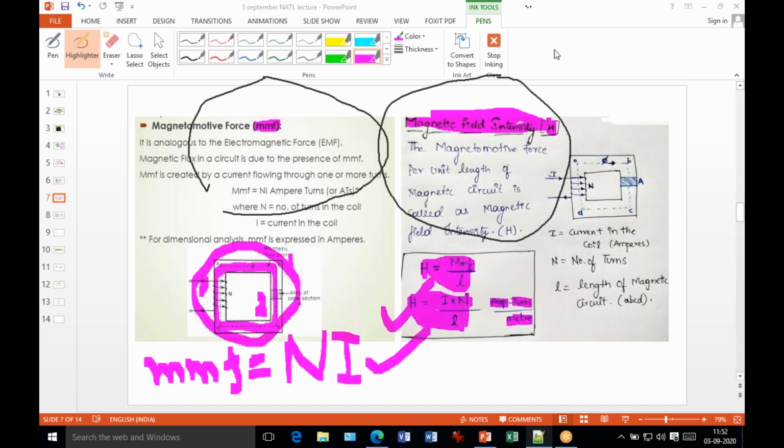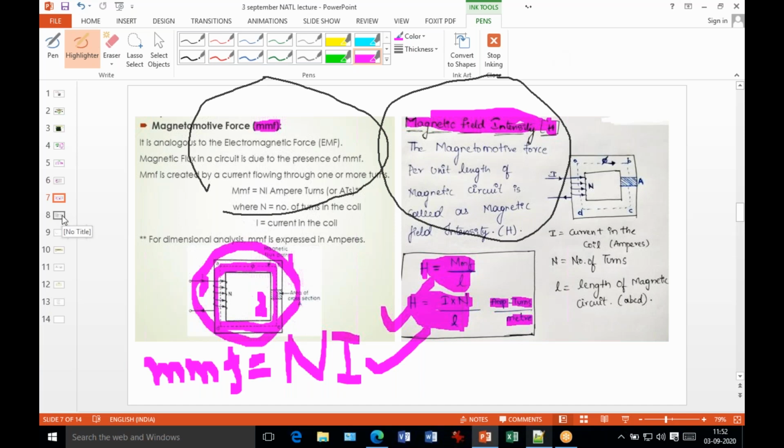Now we go for some other parameters. I think you understand MMF. MMF is the number of turns multiplied by current, and magnetic field intensity is MMF divided by length, where L is the length of the magnetic circuit. These two formulas are very important for solving problems in the exam, so please remember them. MMF is N into I, and magnetic field intensity H is equal to MMF divided by L.